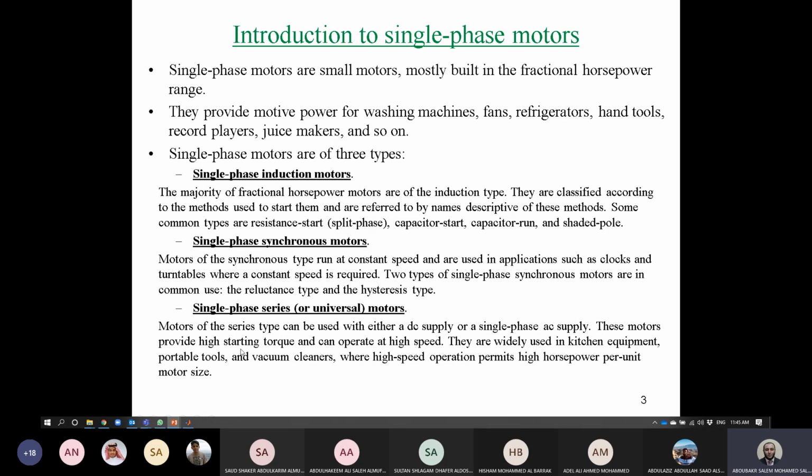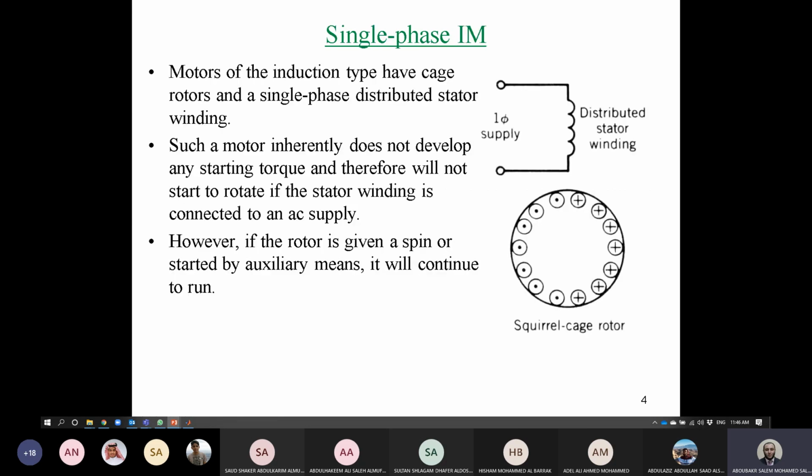These motors provide high starting torque. This is the advantage, and they can operate at high speed. So these are the main advantages of universal motors. It works with high starting torque, as we discussed, and also high speed. We could see that speed can reach 10,000 RPM or more. They are widely used in kitchen equipment, portable tools, and vacuum cleaners, where high-speed operation permits high horsepower per unit motor size. So these are the three types of single-phase motors.